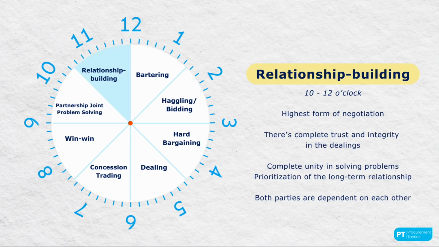The last one is relationship building, 10 to 12 o'clock. This is the highest form of negotiation, where there is complete trust and integrity in the dealings. There's complete unity in solving problems and meeting needs, and there's no friction between any discussions or dealings. There's prioritization of long-term relationship that involves parties that are building together rather than immediate outcomes. This is when both parties are very dependent on each other. If one company goes bankrupt, the other company goes bankrupt as well.